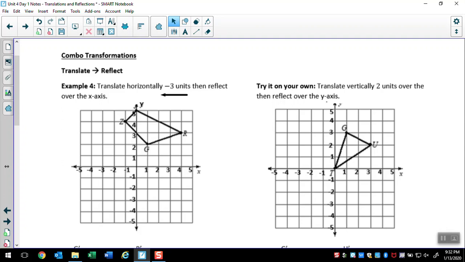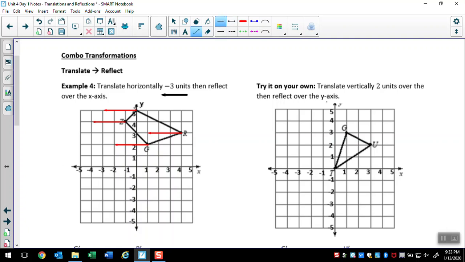Okay. So first we're going to take this object and we're going to translate it 3 units to the left. All right, so how do we do that? Well, we're going to take each of our points, and we're going to move them all 3 units to the left. Now that I've done that, now I can take each one and individually reflect over this x-axis.